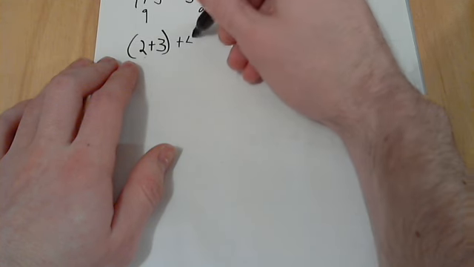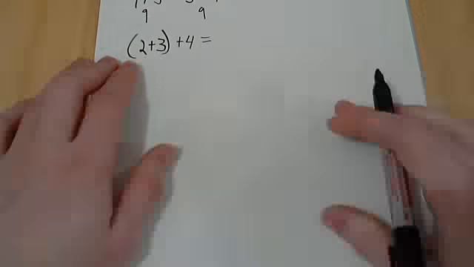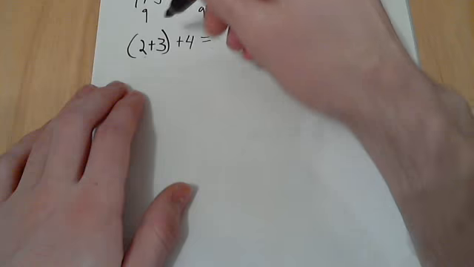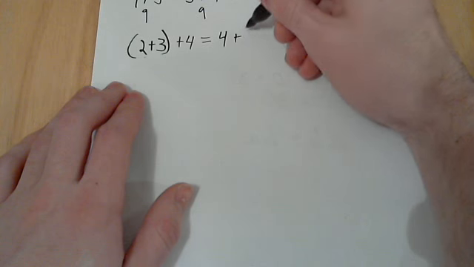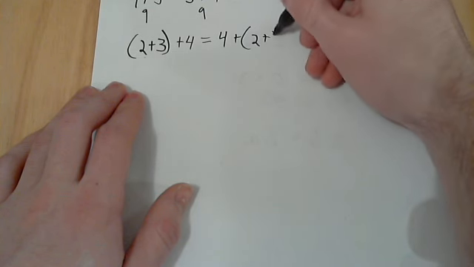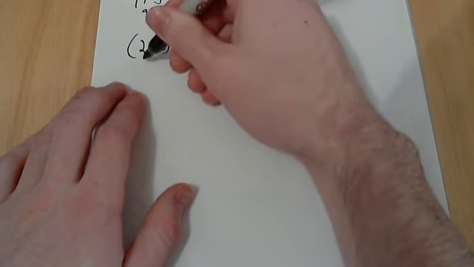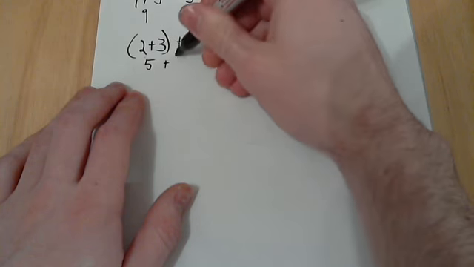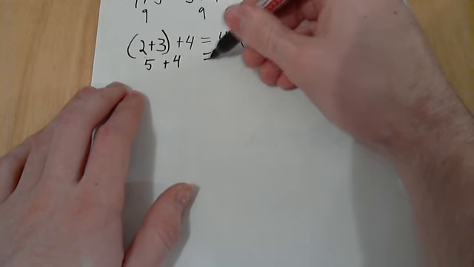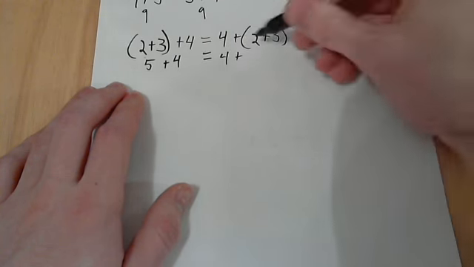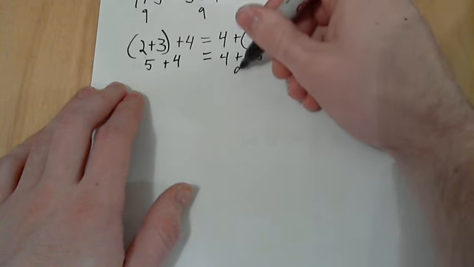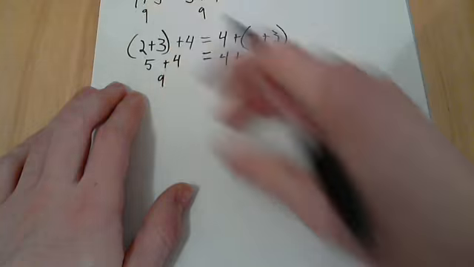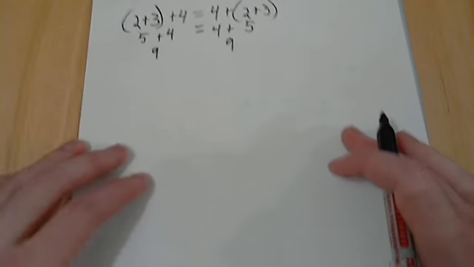And so another example would be 2 plus 3 plus 4. So what you can do with this is you can switch this 4 and move it over here. Let's say 4 plus 2 plus 3. And we know 2 plus 3 is 5 plus 4. And we know 4 plus 2 plus 3 again, which is also 5. And those are going to give you 9. So there's your answer again.